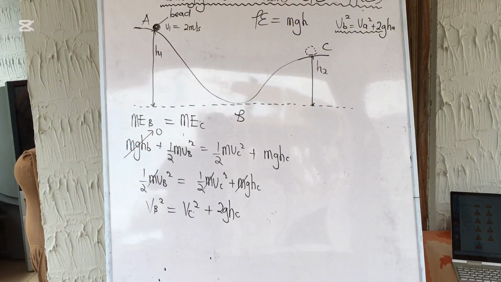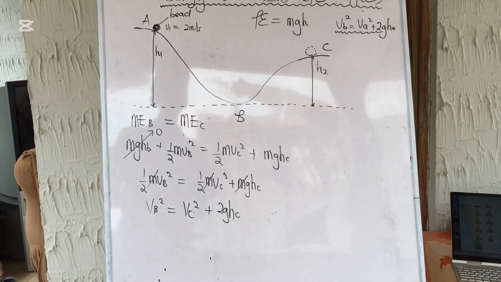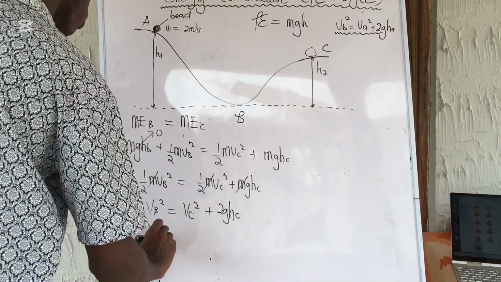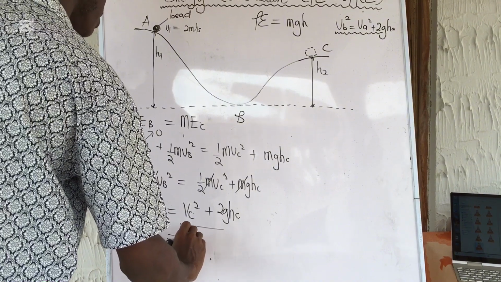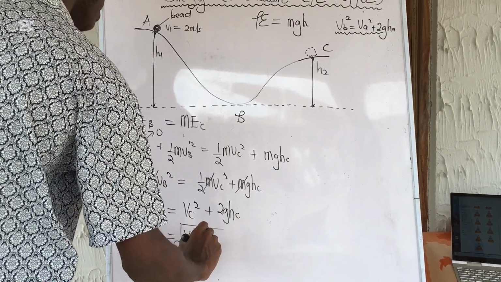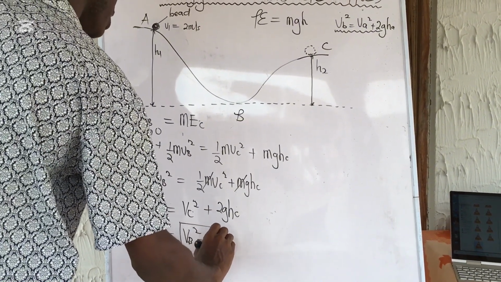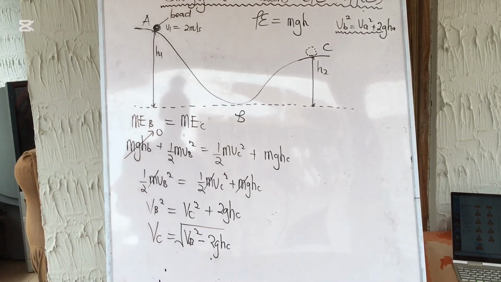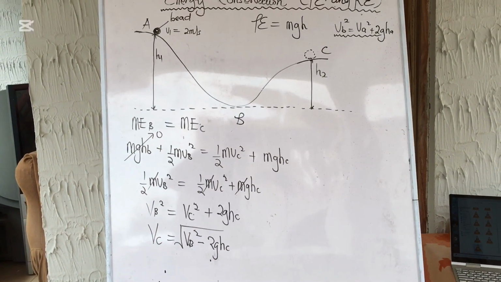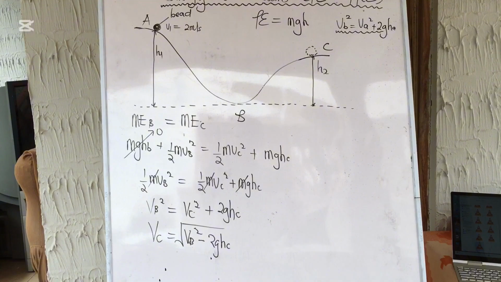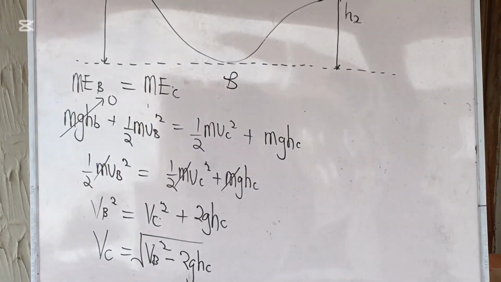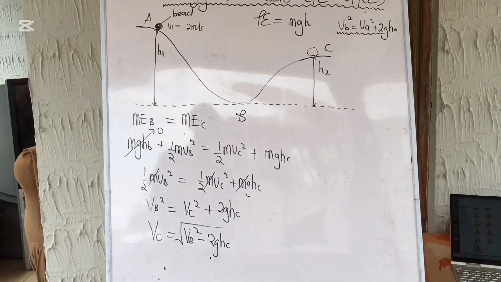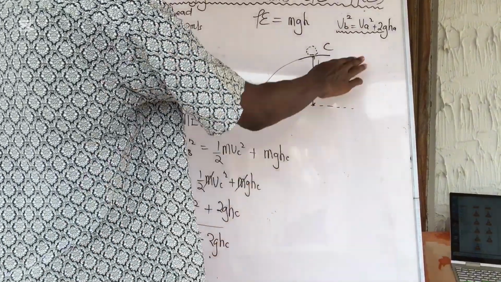So if you want to find the velocity at point C, then the velocity at point C will be equal to the square root of vb square minus 2jh at point C. So this is the relation that will help you find the velocity at point C. Now, looking at the relation, we have VB. This one is VB.